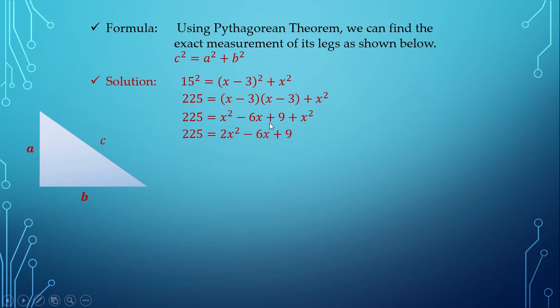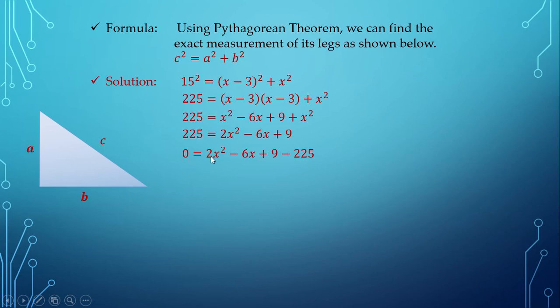Next part, I will copy 25 equals. x squared plus x squared gives us 2x squared. I copy minus 6x plus 9. Next, I transfer 25 to the right side to combine with the constant 9. So it becomes minus 25, from positive 25 to minus 25.